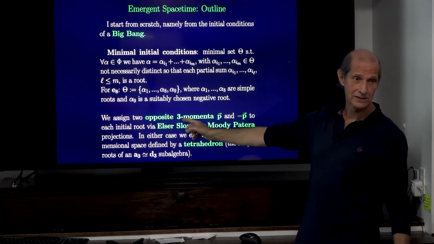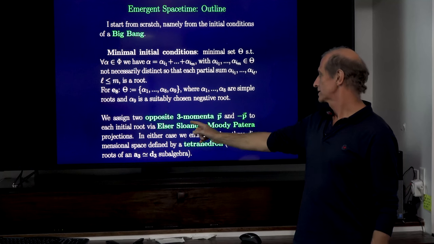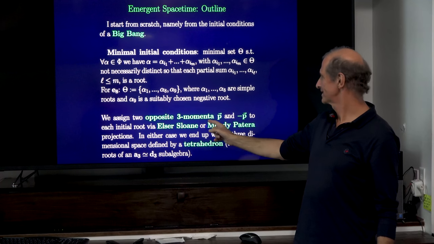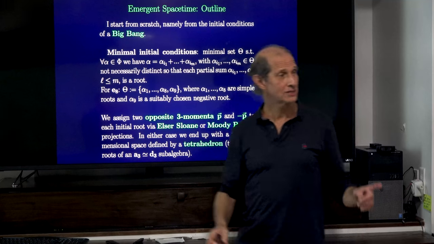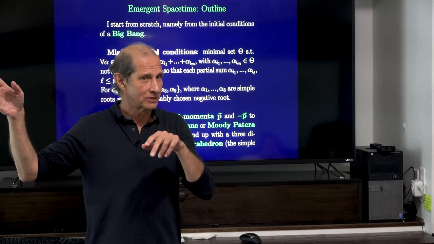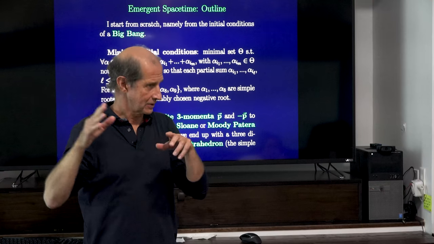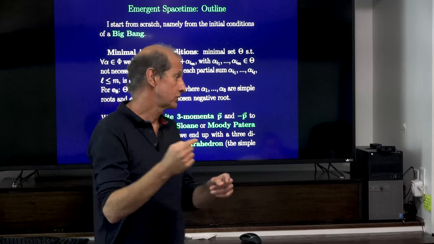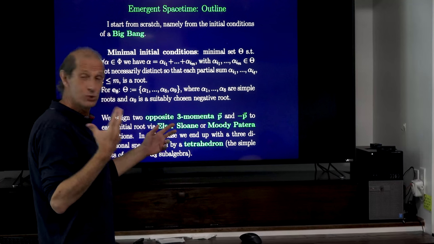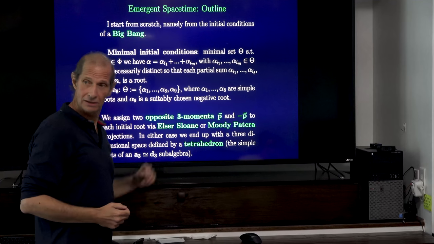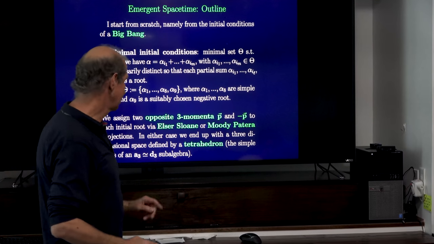We assign, this is the key point, we go outside the E8, as you were rightly saying, we assign opposite 3 momenta. The reason why opposite is the box argument that I presented before, okay? They're always in a box from the start. So it's intuitive to assign not just one momentum, but 2 opposite momenta to each of them.